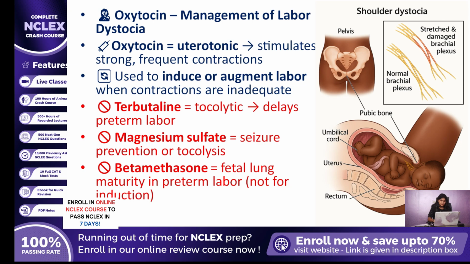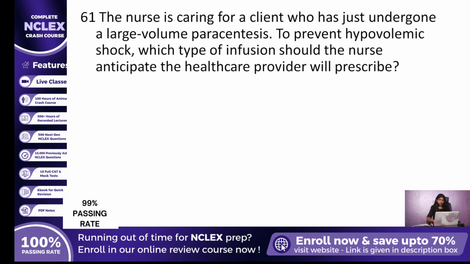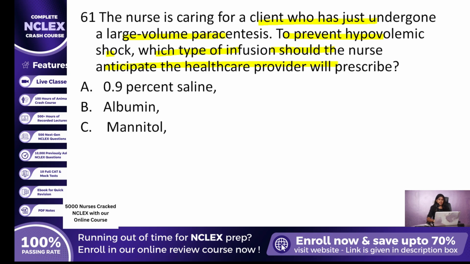Question 61 brings us to a critical post-procedure scenario involving volume management after paracentesis. The nurse is caring for a client who has just undergone a large volume paracentesis. To prevent hypovolemic shock, which type of infusion should the nurse anticipate the healthcare provider will prescribe? Here are the options. A. 0.9% saline, B. albumin, C. mannitol, or D. 0.45% saline? The correct answer is option B, albumin.